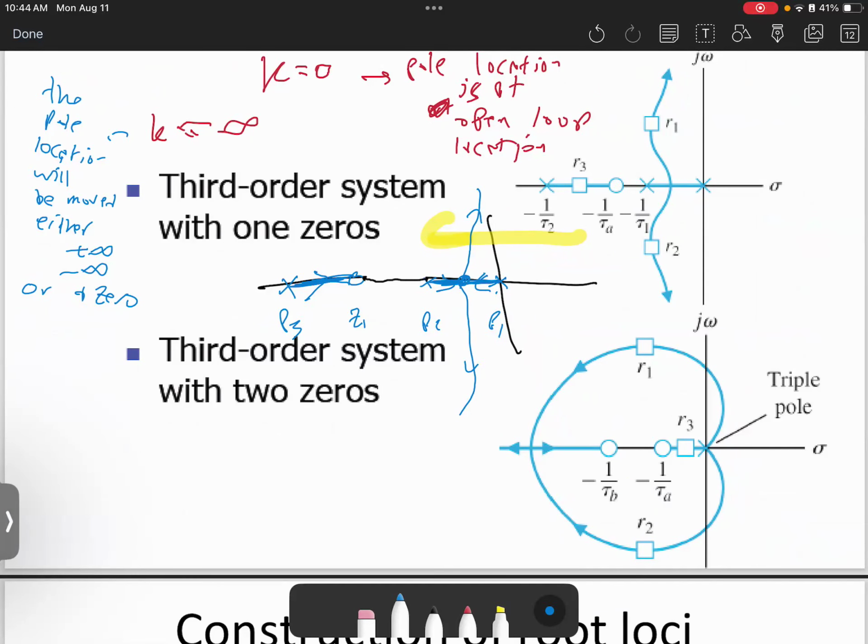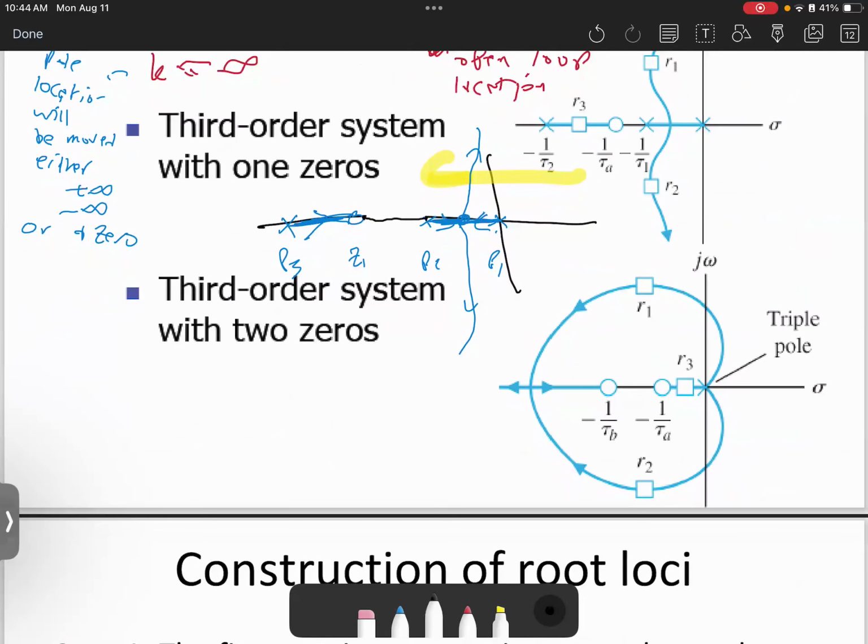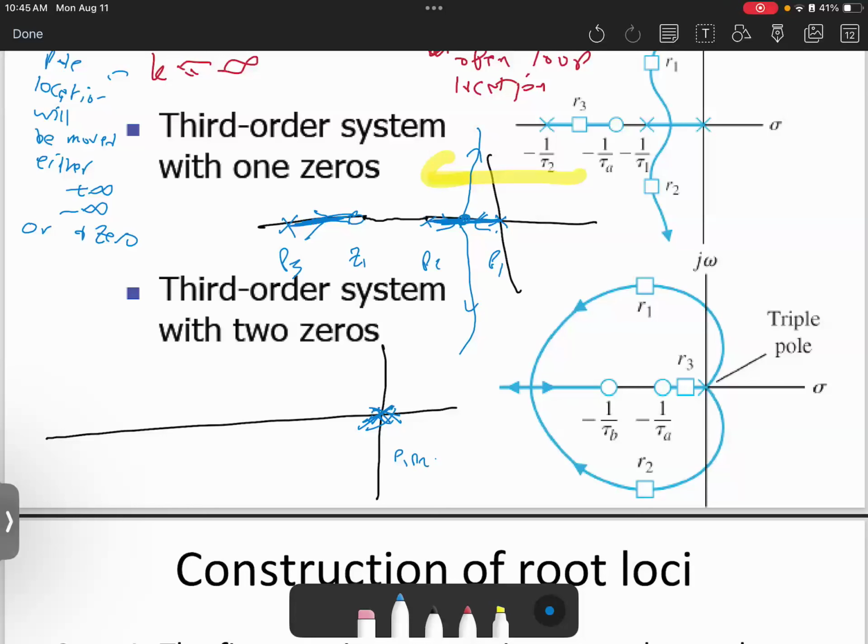How about if we have a third order system with 2 zeros? When we have a third order system with 2 zeros, let me plot it like this. Assume we have, in this example, a triple pole here: 1, 2, 3. We have P1, P2, P3. Then assume we have 2 zeros. Assume there is a zero right here, and another zero here. Here is Z1, Z2.